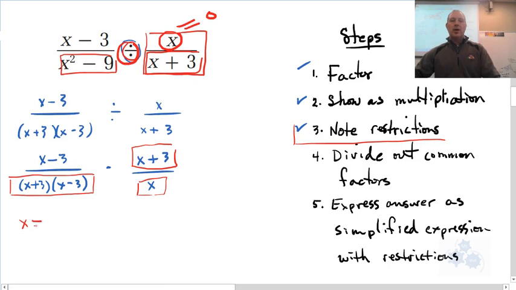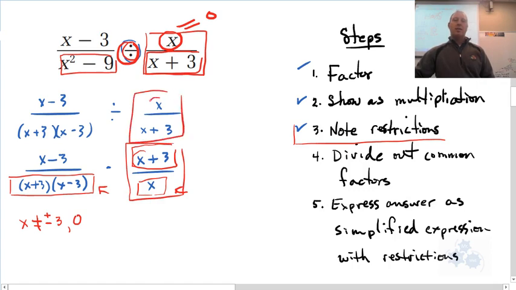So x cannot equal, from this factor, negative 3. From this factor, positive 3. So I'm just going to write it as plus or minus 3. Over here, this one cannot equal negative 3. I've already got that down. And for this factor, x cannot equal 0. All right? So you want to note your restrictions, but please note that it's, yes, the denominators, but also you cannot divide by 0. So that means this can't be 0 either, nor can this be 0.